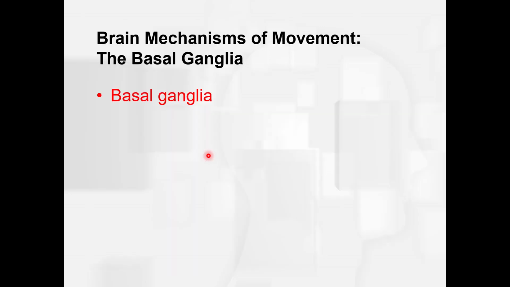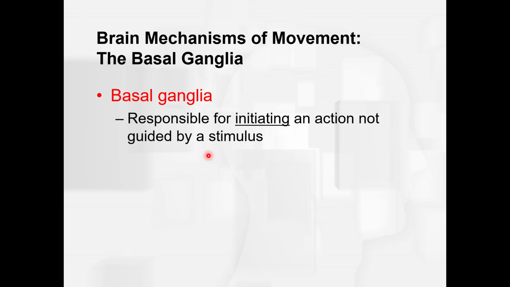So the basal ganglia, we've heard of it before, so it should sound familiar, and it's responsible for initiating an action not guided by a stimulus. So initiating a movement. In other words, it's a self-initiated movement. So another way of thinking about these self-initiated movements, there's nothing in the environment stimulating us to do it. It's something we internally want to do, like standing up or walking across the room or driving a car or riding a bike.